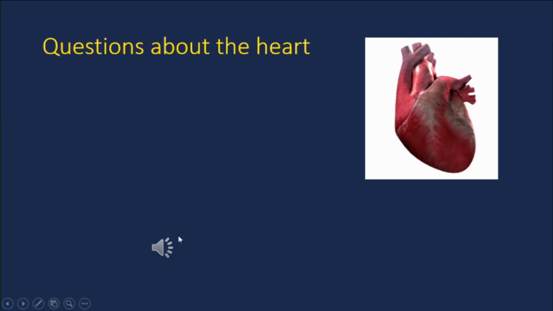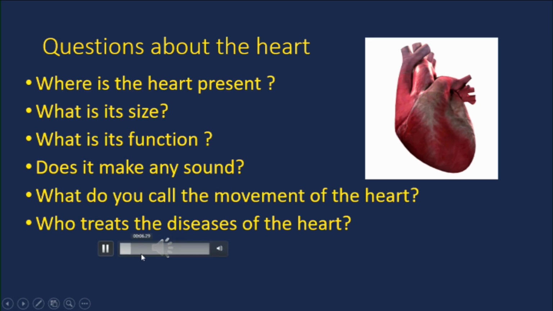You are very eagerly waiting to know about the heart. So you are with plenty of questions. Hasita is also ready with her questions to know about the heart. Now let us see what are those questions. Where is the heart present? What is its size? What is its function? Does it make any sound? What do you call the movement of the heart? Who treats the diseases of the heart?